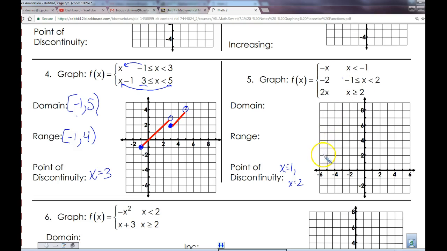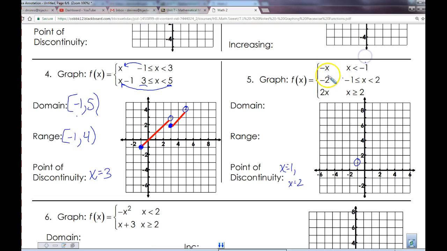Let's draw our first piece. Our first piece, when x equals negative 1, so we're down here on this x equals negative 1 line, we plug in the negative 1. When we plug negative 1 into negative x, we get positive 1. So we're at negative 1, positive 1. Open circle or closed? Of course, it's an open circle. And that says it goes below negative 1. So we know we're over in this range.